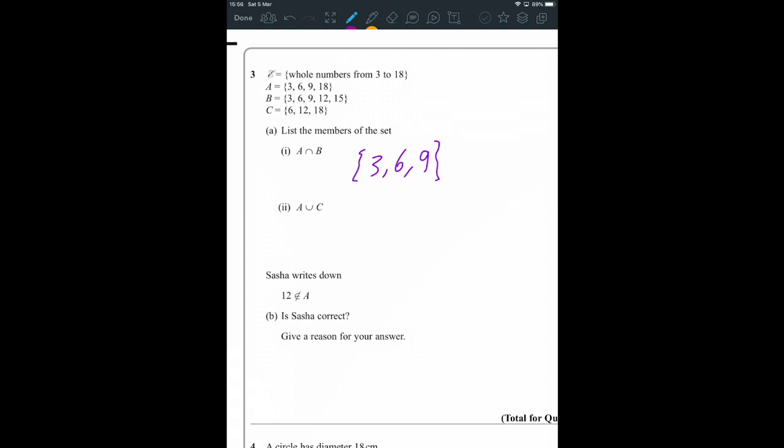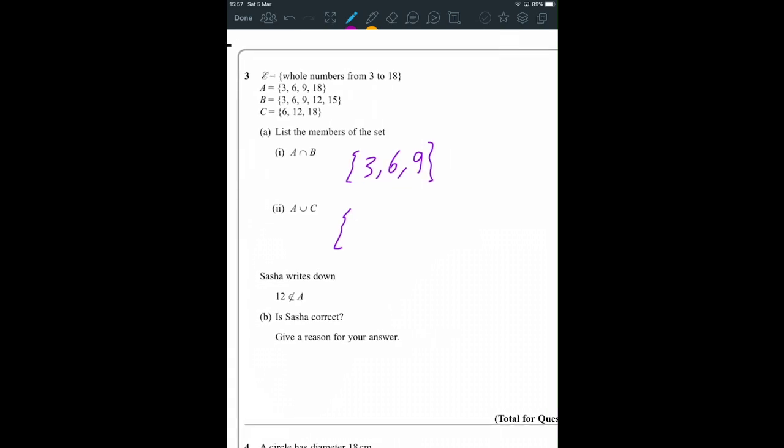A ∪ C, remember the ∪ symbol is the union, the stuff which is in A or C or both. So we need to list all the elements in A and then include all the elements in C. And notice I'm not going to write the 6 and the 18 again. We only write each element singularly each time.